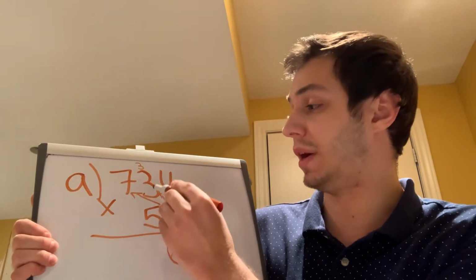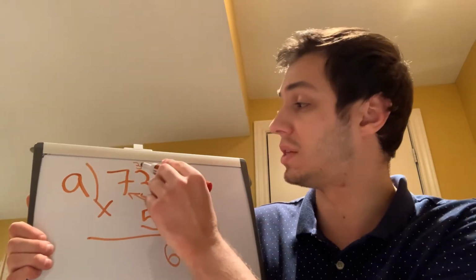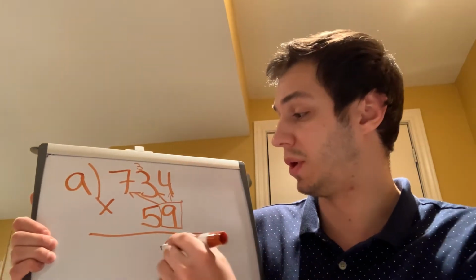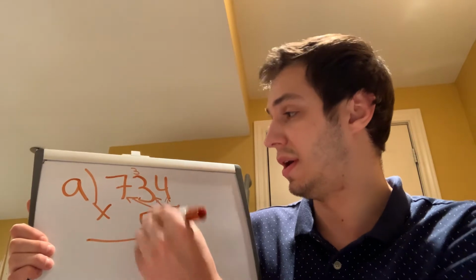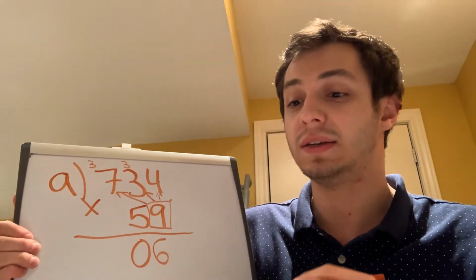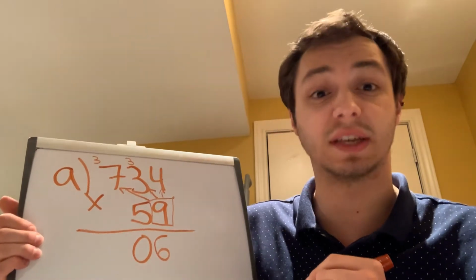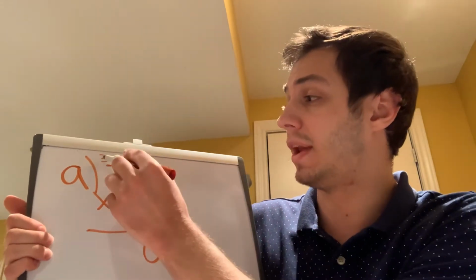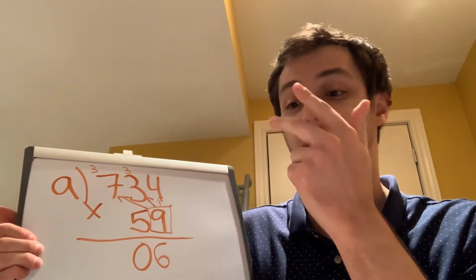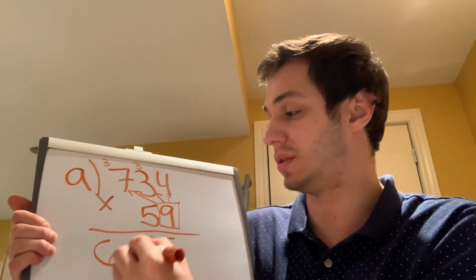9 multiplied by 3 is 27, plus the 3 that I carried over will give me 30. So I'm going to put my 0 down here and carry over my 3. 7 multiplied by 9 gives me 63. Then I still need to add the 3 that I carried over, so 64, 65, 66. And 66 will be my answer.